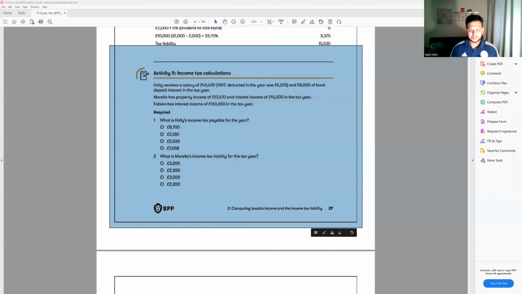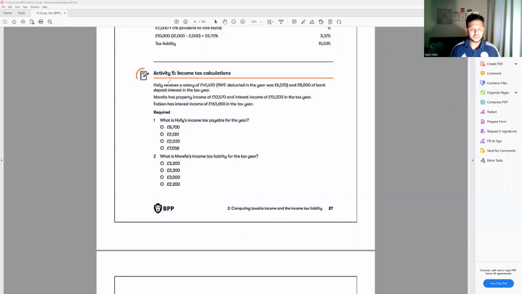So it says income tax calculation. Holly receives a salary of 45,420. That means it's a non-saving income. PAYE deducted 6,570. That means this is the tax she already paid, so it's a tax at source. This is the total tax she already paid from the employment, so we need to minus this from the total tax liability. First we calculate the total tax liability, then we minus the 6,570, so that we can say this tax is payable to HMRC.